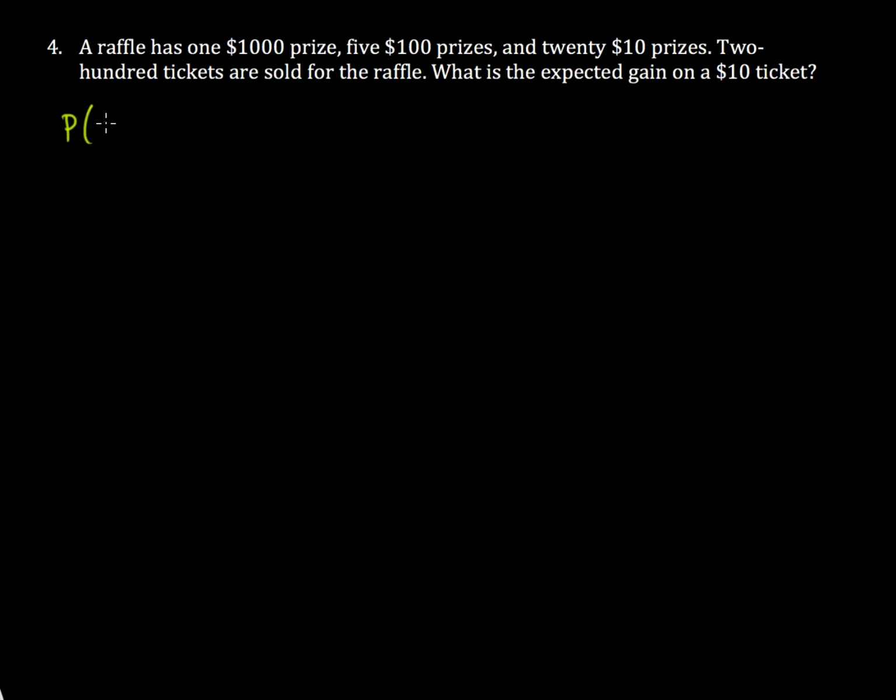Well, there's the $1,000 prize, so we need to figure out the probability of that. There's a $100 prize, there is a $10 prize, or there's the situation where you win no prize. So what's the probability of winning $1,000 in this raffle? Well, there's one winning ticket that's going to win $1,000 out of the 200 that it says are sold. So that's a 1 out of 200.